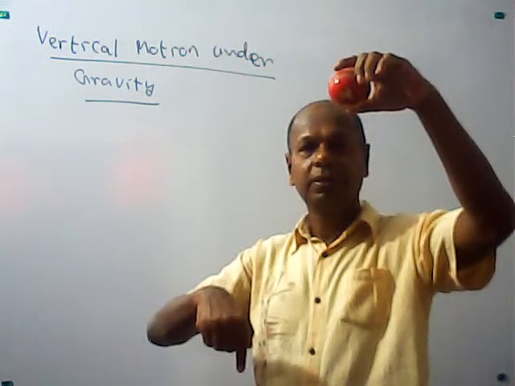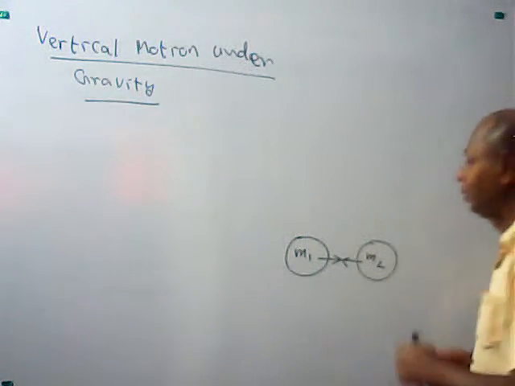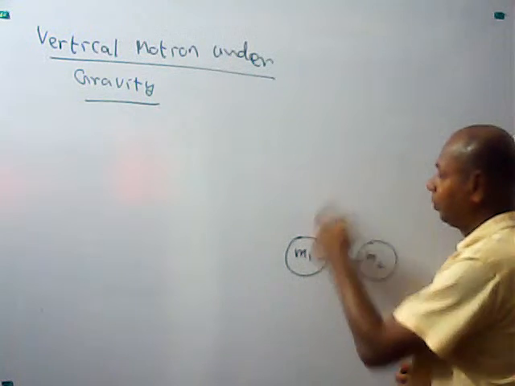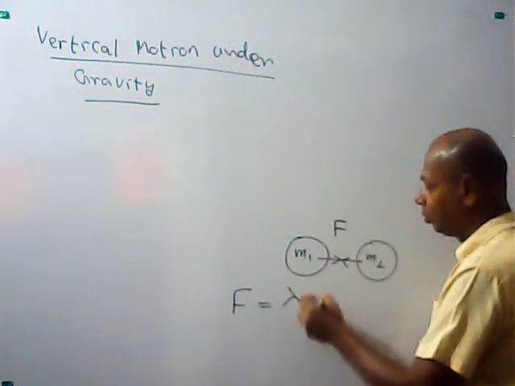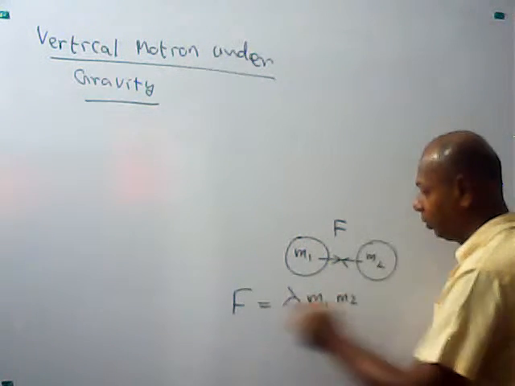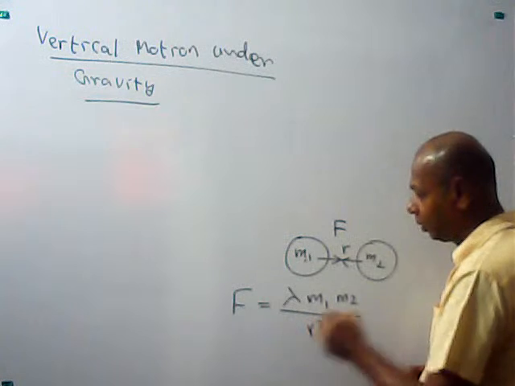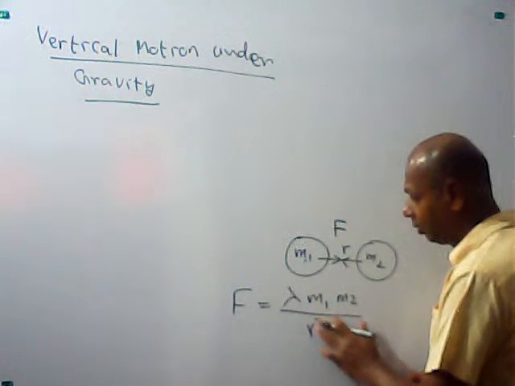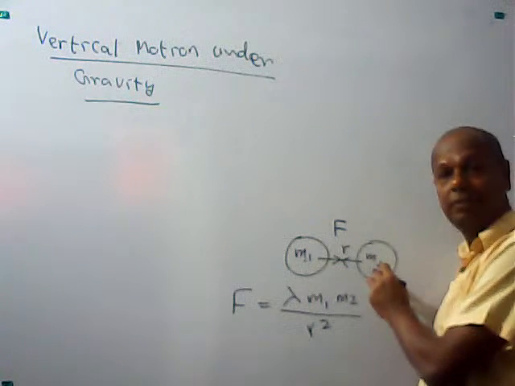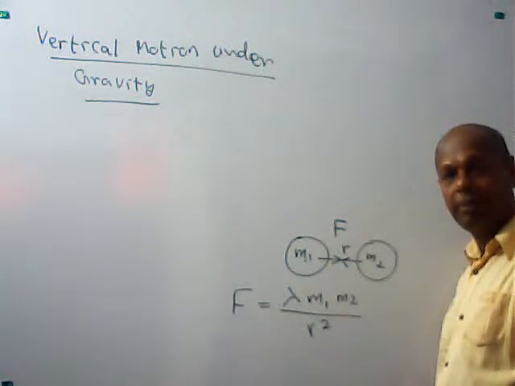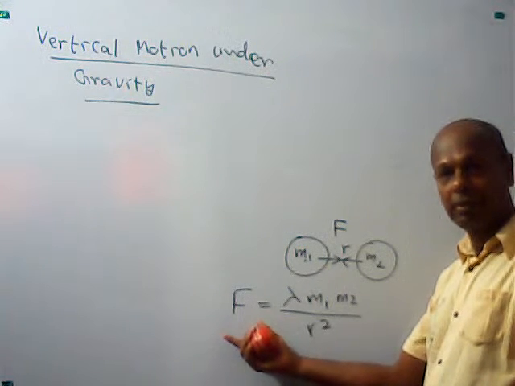But if you release this it will definitely go towards the earth. The reason is this force: Newton's formula for the force is equal to some constant times the two masses m1 m2 divided by r squared, where r is the distance between them. The thing is this: as one of the masses gets bigger and bigger, the force starts to increase, right?